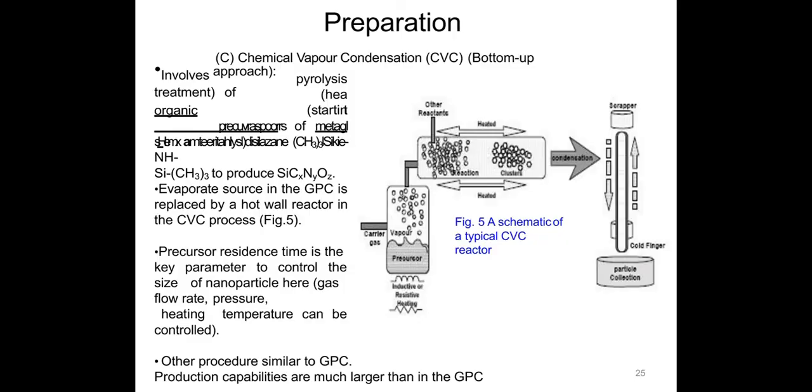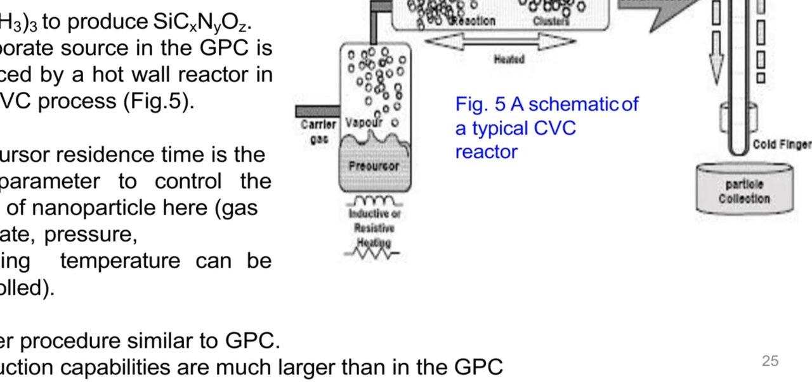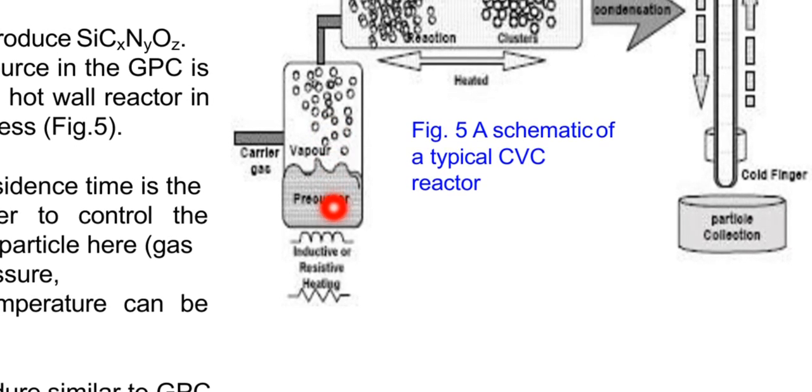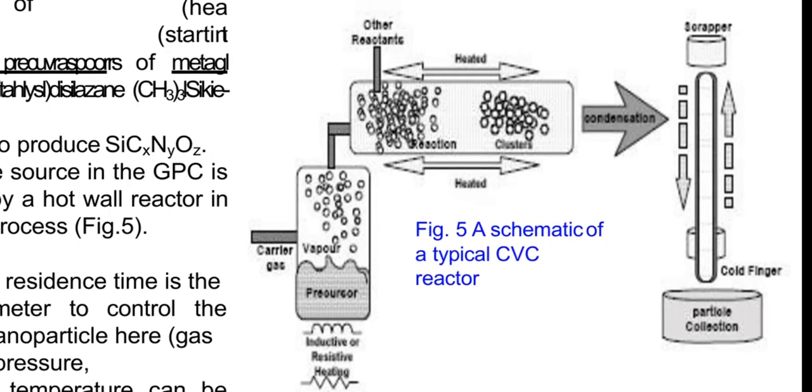Now see here the chemical vapor condensation process only from the figure. You just go see the figure. See here, inductive or resistive heating with the help of coils, either resistive or inductive coils. The precursors are kept here in a closed vessel. The carrier gas is allowed to pass. So what will happen? These precursors get heated and they get converted into vapor form.